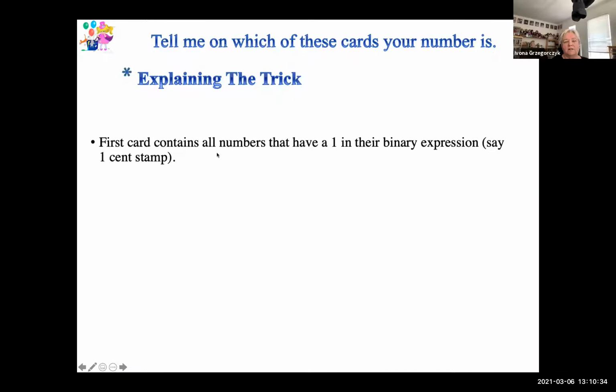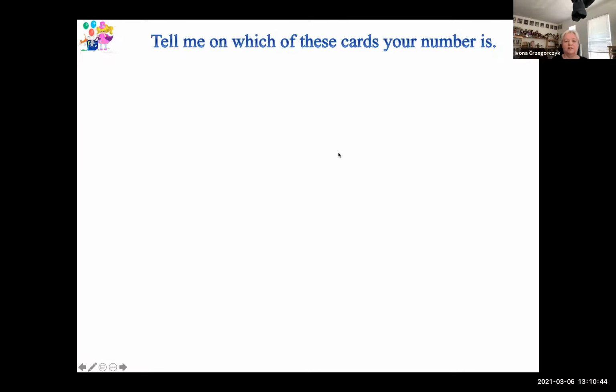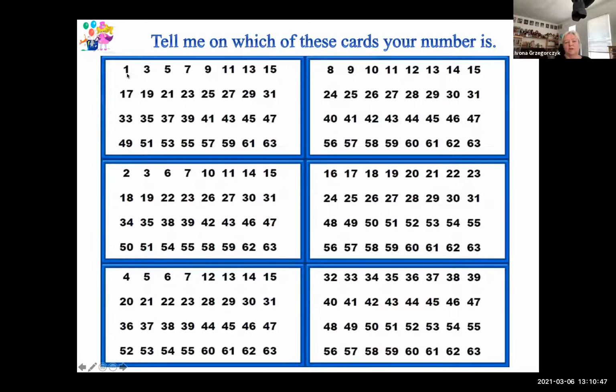So see, if I look at the first card and the binary expression, this is sort of similar to what we did with the stamps. If I have my number, let's pick a number, say 21. If I want to make 21, I will need a stamp 1, so it's on my list, right? And this is sort of going towards what we did with the stamps.